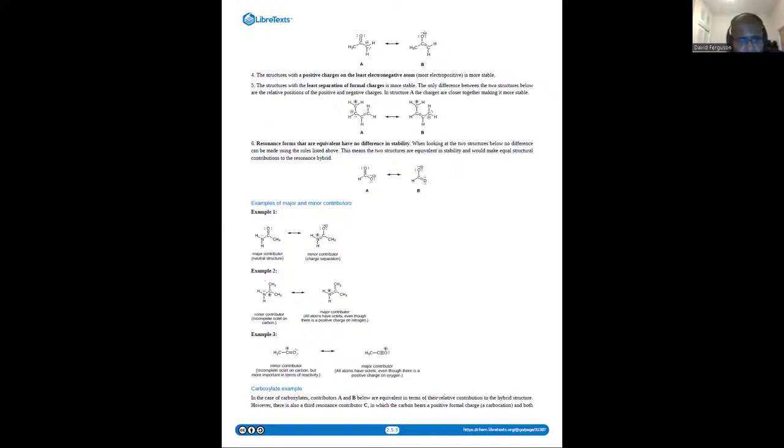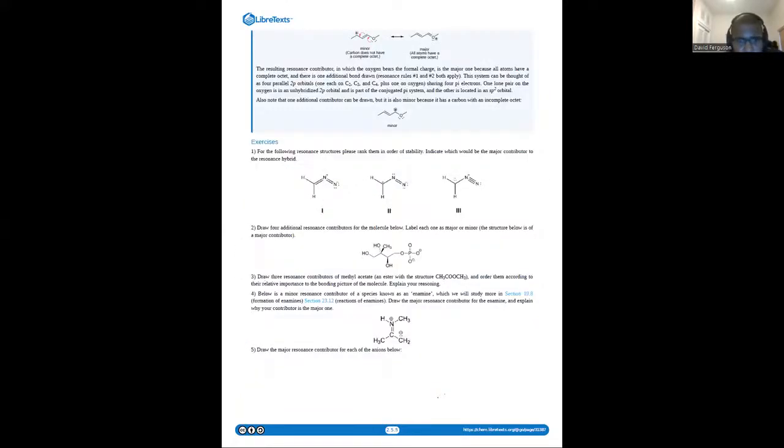Very good. That's another idea. The structures with the least separation of formal charge are more stable. Least separation of formal charge is more stable. Good. And then resonance forms that are equivalent have no difference in stability.